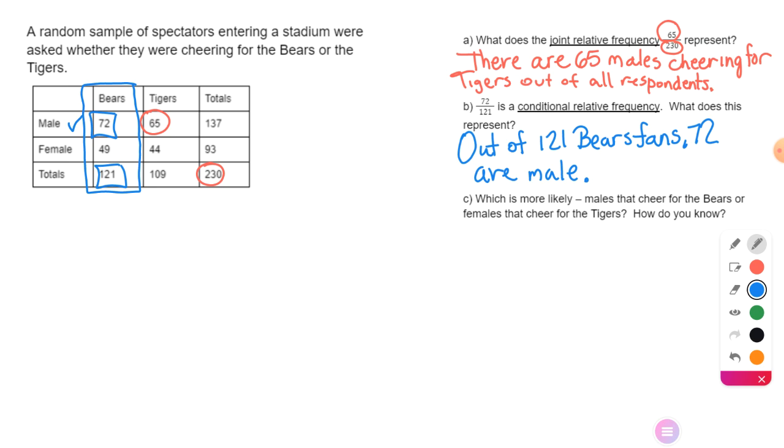All right, letter C. What's more likely? Males that cheer for the Bears. So out of my males, so out of 137, 72 are Bears fans. So 72 out of 137 is 52.55%.